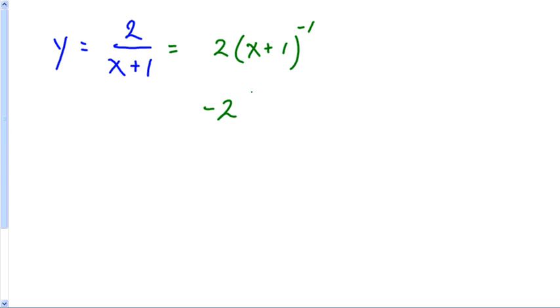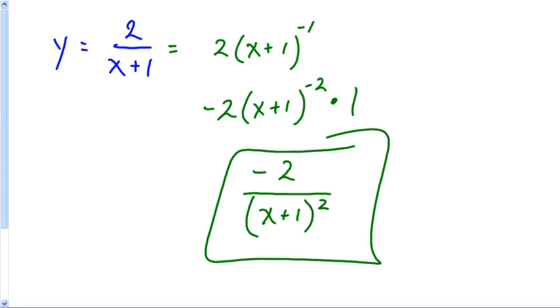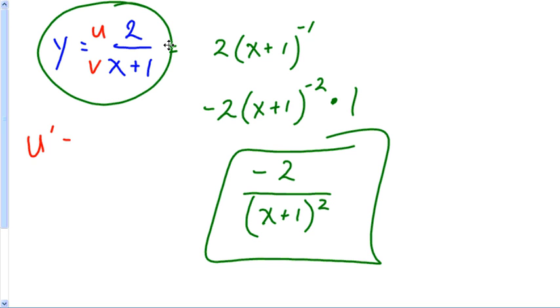That'd be negative 2, x plus 1 to the minus 2, times the derivative of the inside. The derivative of x is just 1. So this would be negative 2 over x plus 1 squared. Bam. I didn't even use the product rule or the quotient rule. Well, I want to go back and work this as a quotient rule. Then I'm going to have my two functions, a u and a v. What makes this so easy is the derivative of u. If u is 2, then u prime is just 0.